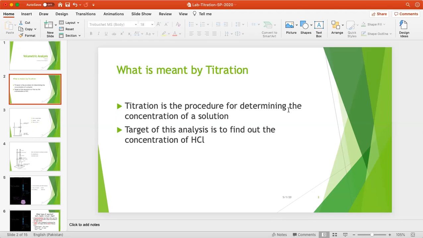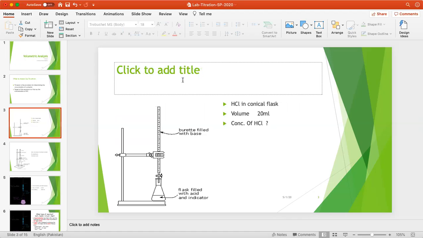So the known concentration of sodium hydroxide in this case is 0.1 molar, and with this figure, we can find the concentration of HCl. So what is our target in this? Target of this analysis is to find out the concentration of HCl. Now we move to the next slide, which is slide number 3. Here is the apparatus which is shown.